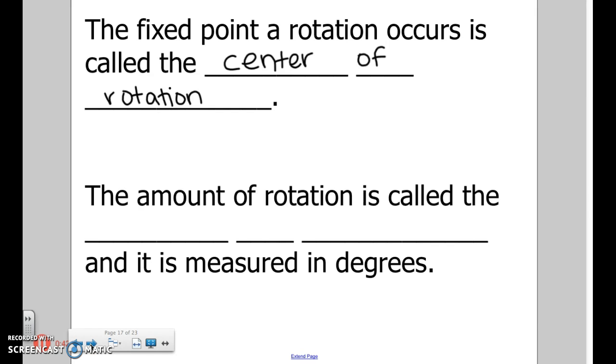The amount of rotation is actually called the angle of rotation. So we're looking at degrees. And you also have to remember which way you're trying to rotate. Is it clockwise or is it counterclockwise?